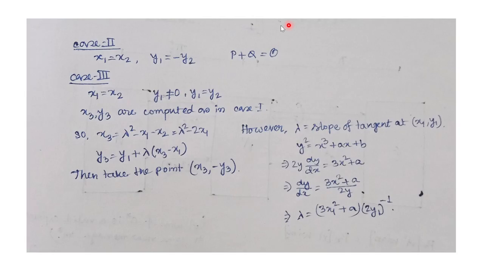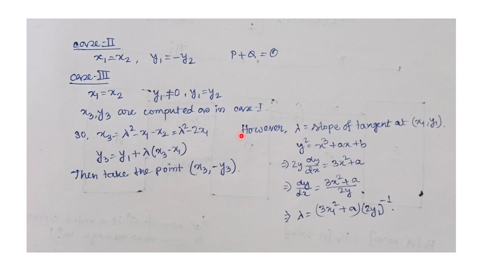And in the second case you already know that for y1 equal to minus y2, this is considered as the point at infinity, the summation up to the inverse point. And in case 3, again x3 is computed in the same manner, right? x3 equal to lambda square minus x1 minus x2, because x1 and x2 are the same, so you can write lambda square minus 2x1.